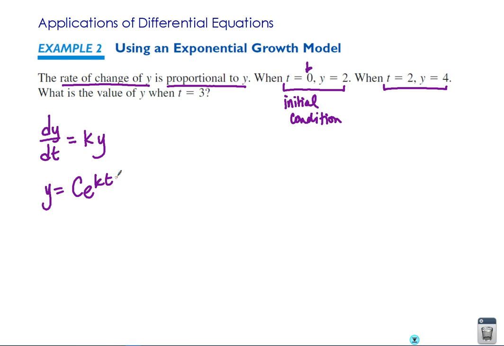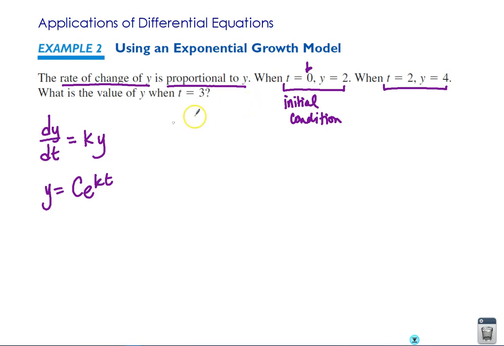So now, let's see, if y is equal to c e to the kt, let's plug in some of these conditions so that I can figure out, if I plug in a 3 right here, what is my value of y? But I can't do that until I know what c and k are. So let's solve for some of these here.